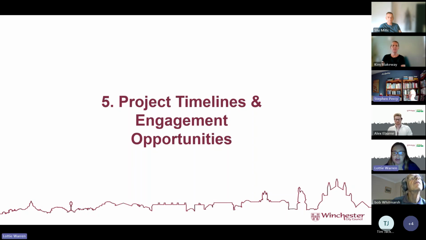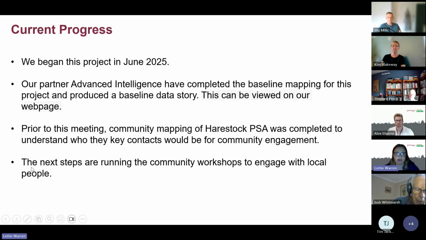So now I'm just going to move on to a little bit about the project timelines and the different engagement opportunities for this project. Current progress is that we began in June of this year. That included thinking about primary substation area selection, and also having a look, as Alex mentioned, at other areas that have done similar work and trying to figure out how it can be emulated within our area.